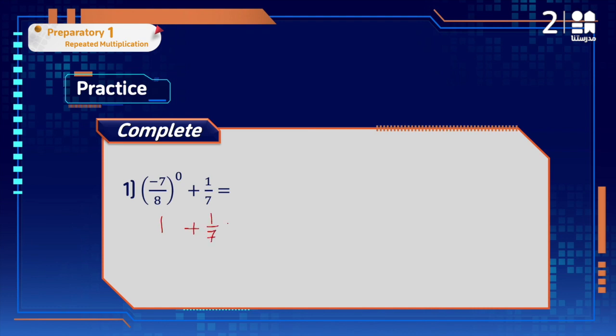How can we add 1 and 1 over 7? We can write them as 1 and 1 over 7, beside each other, okay? Or rewrite it as an improper fraction. How? Multiply 7 times 1, then add this one at the top. So 7 times 1 is 7, plus 1 is 8 over 7.